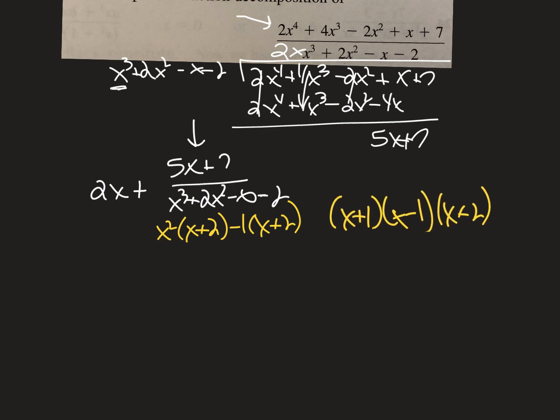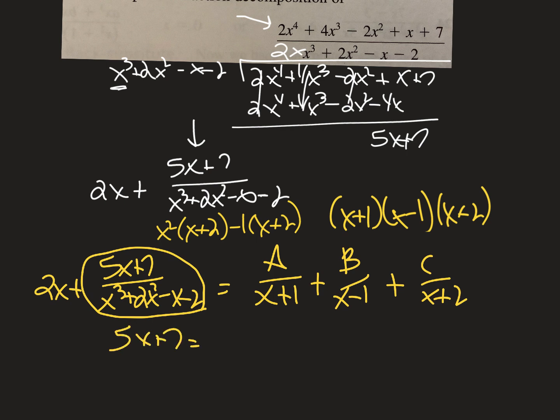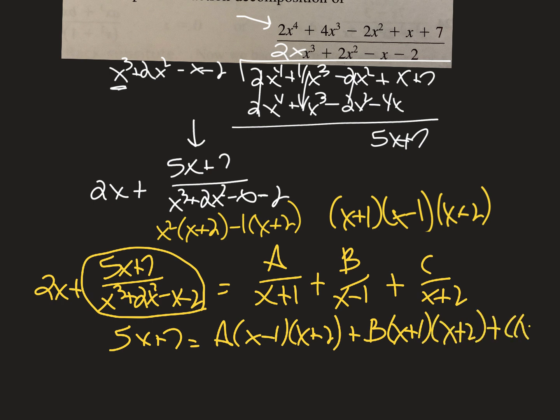Don't forget the 2x. Okay, so I have 2x plus 5x plus 7 over the x cubed plus 2x squared minus x minus 2. So I can give it an A over x plus 1, the B over the x minus 1, and the C over the x plus 2. And I'm really only worried about this right here for right now. That's all I'm trying to solve here. So I get the 5x plus 7 equals A times the x minus 1 times x plus 2, the B times the x plus 1, x plus 2, and the C times the x squared minus 1.